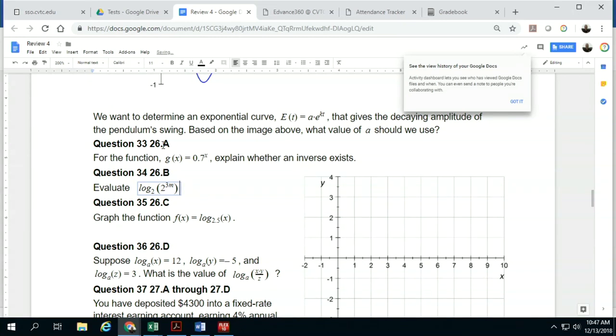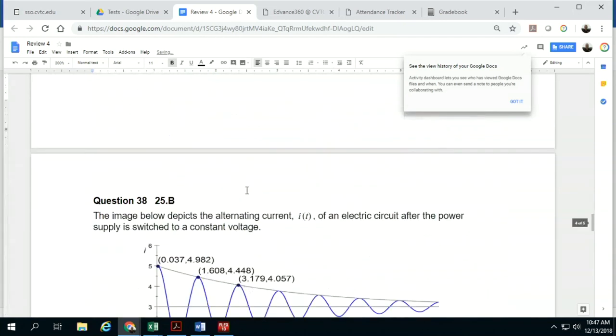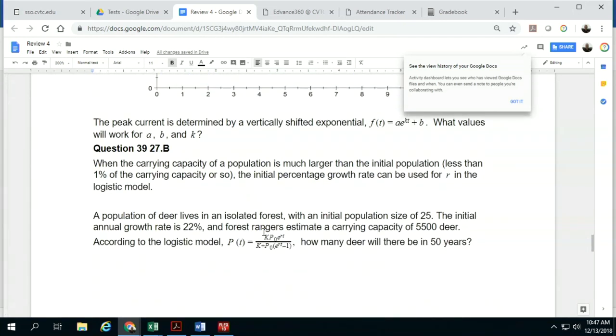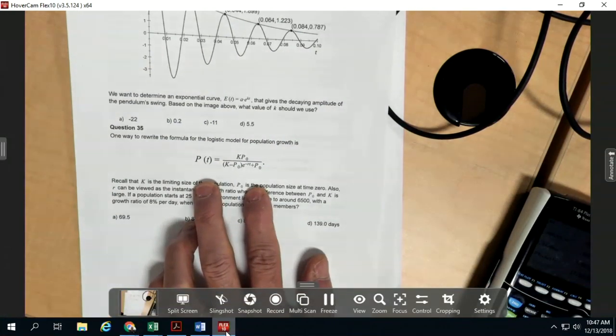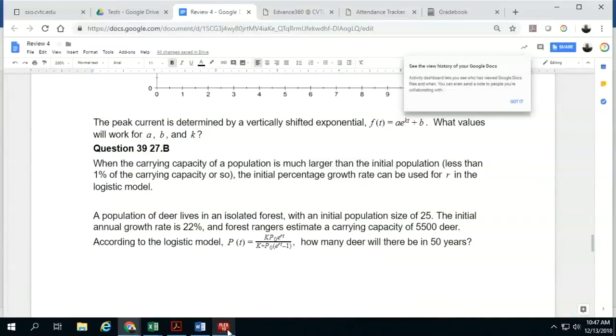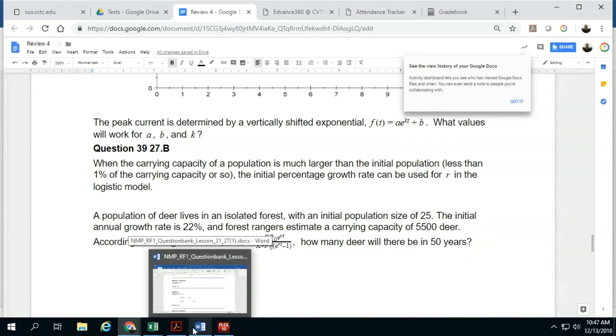Is 39 going to be on the test? The very last one? There it is. So it is going to be on the test. 39 is going to be on. Go through it. Yep.